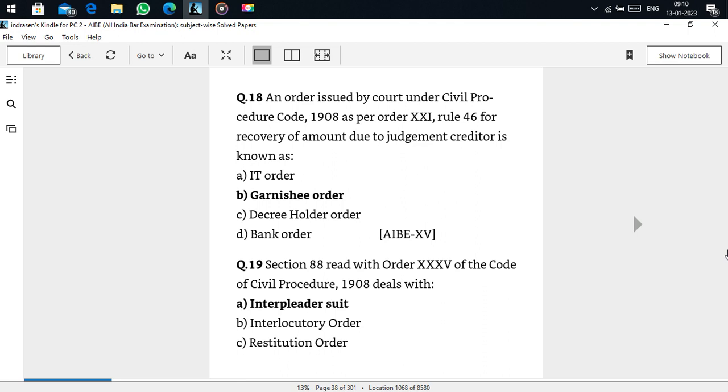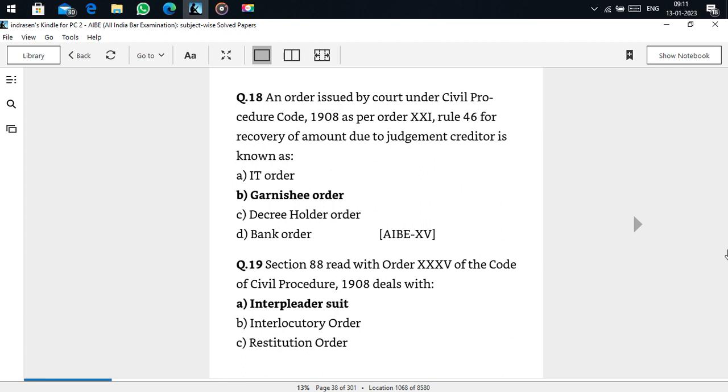An order issued by the court under the CPC 1908 as per Order 21 Rule 46. It is a garnishee order. Garnishee order means if a person files a case against a person who needs to pay him, but the person on whom the case is filed has some money with the bank.